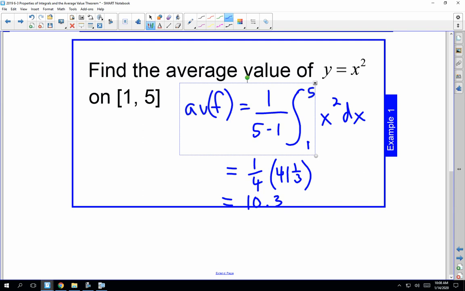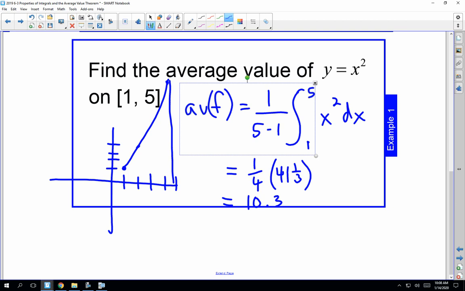So what does that mean? At 1, I would be at 1. At 2, I'd be up at 4. And it grows really fast. 3, 4, 5. Takes off. So here we have all this stuff. What I just shaded in represents the integral from 1 to 5 of x squared. I just drew the right half of the parabola and then dropped in vertical lines between 1 and 5. So when I say find the average value, we got about 10.3. Between 1 and 5, my average value for that function is about 10.3.